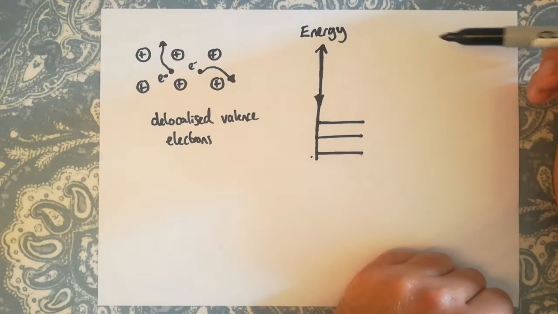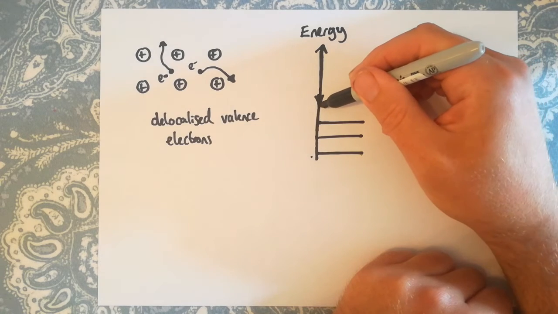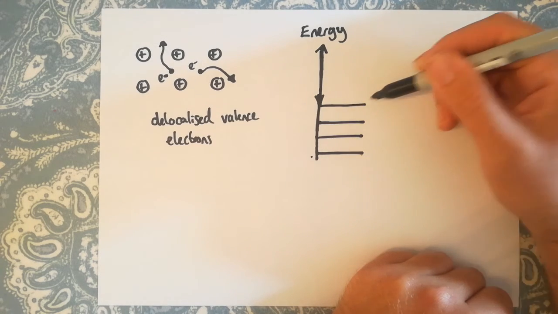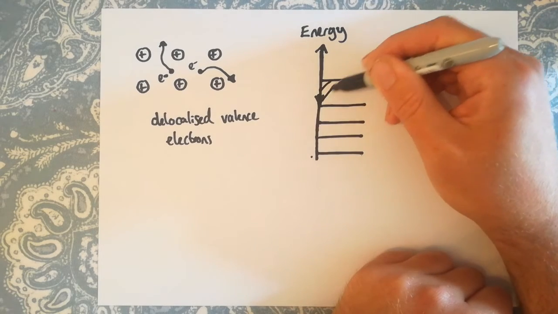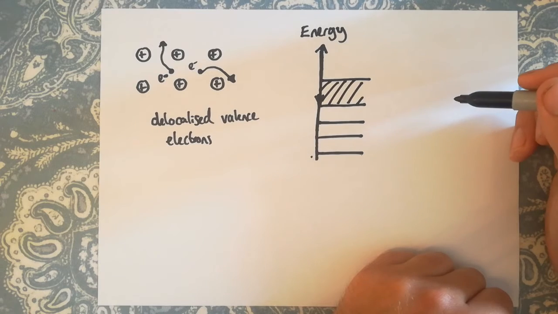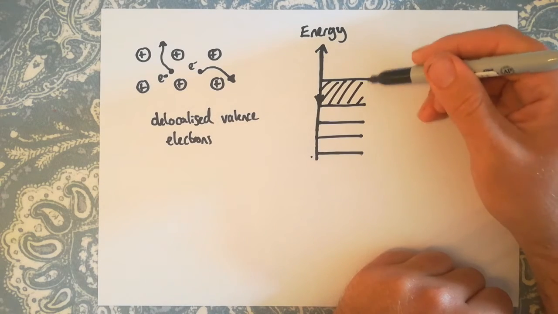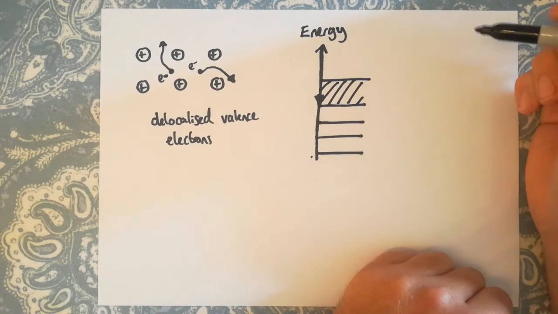Once those electrons have become delocalized, they can have a range of energies. So instead of a single line now, we're going to draw a band of energies. The delocalized electrons could have any value of energy within this band.